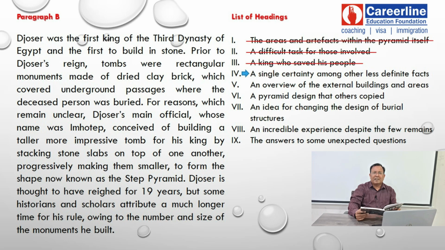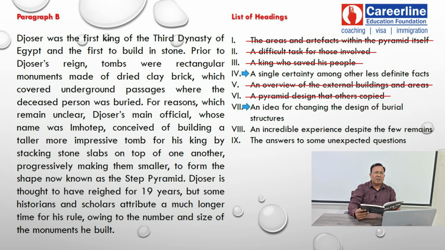4. We have already taken this option, so we are not going to look at this option. 5th, an overview of external buildings and areas. No external areas and buildings were mentioned or explained over here. 6. A pyramid design that others copied. No, this is also not mentioned in the paragraph. 7. An idea of changing the design of burial structure. Yes, it is there. Imhotep came up with an idea of making a stone step pyramid instead of a pyramid made up of clay. So this could be the right option over here.